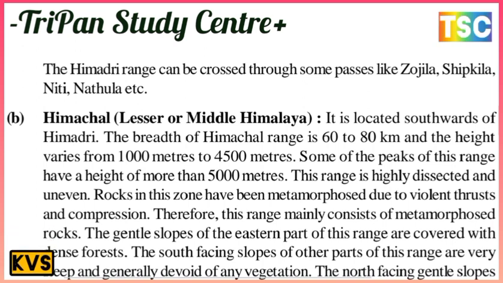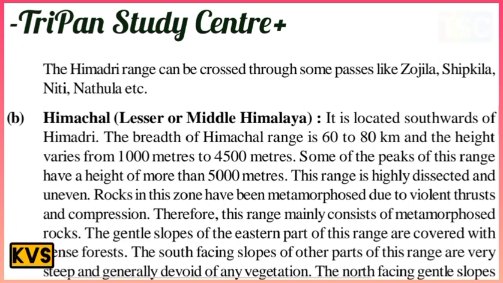The Lesser or Middle Himalaya is located to the southward of Himgiri. The breadth of the Himachal range is 60 to 80 kilometers and the height varies from 1,000 meters to 4,500 meters. This is important here. Some of the peaks of this range have a height of more than 5,000 meters, and this range is highly dissected and uneven. Rock in this zone has undergone metamorphosis due to thrust and compression. Therefore, this range mainly consists of metamorphic rock.